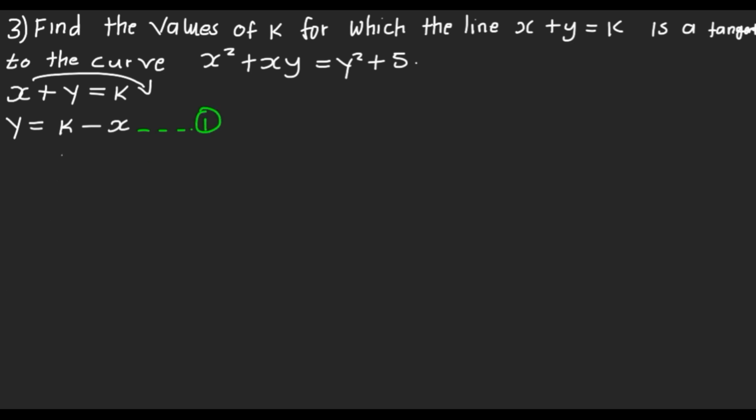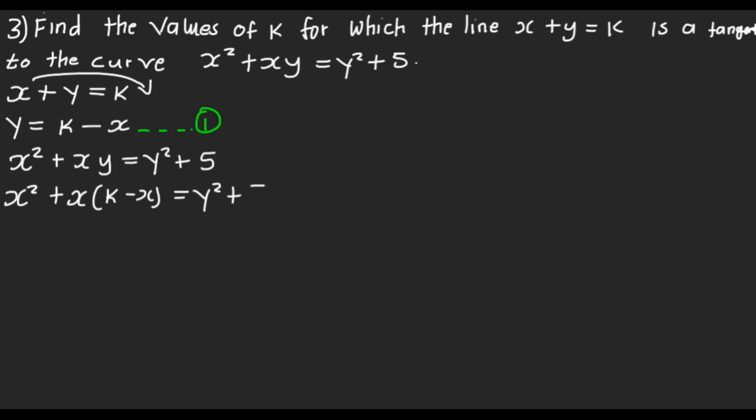Then we get the equation 2, which is for the curve x squared plus xy is equal to y squared plus 5. So where there is y, I'm going to substitute k minus x. So let's do this. x squared plus x, open brackets, k minus x is equal to y squared, so is equal to k minus x squared plus 5.